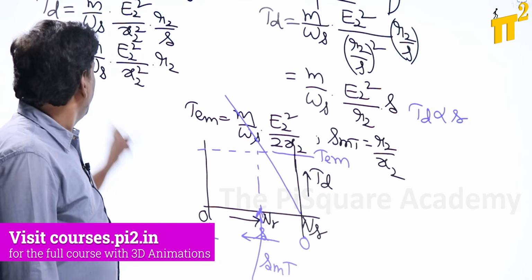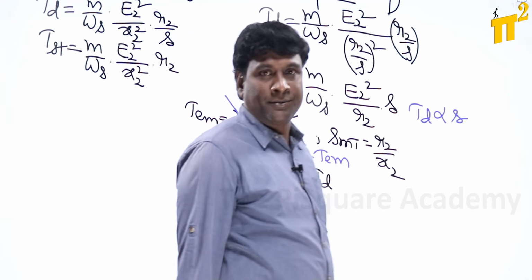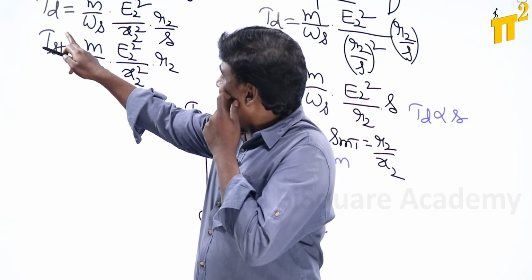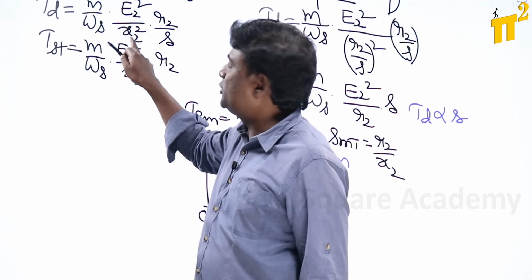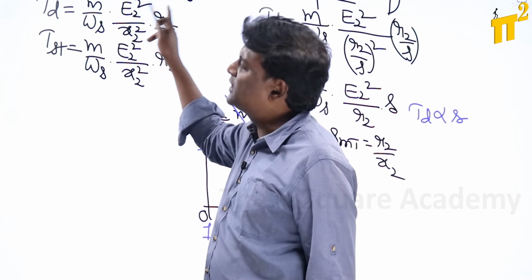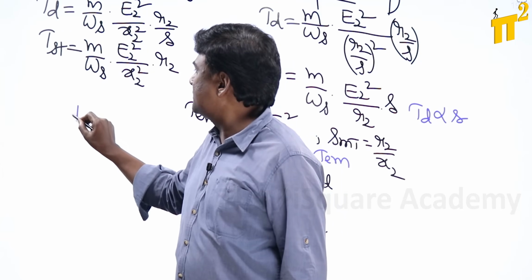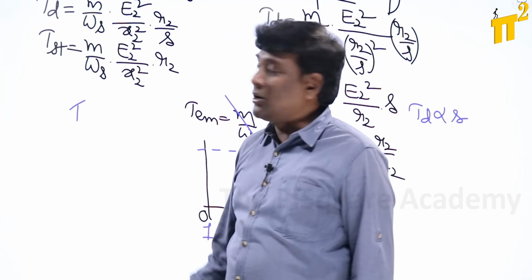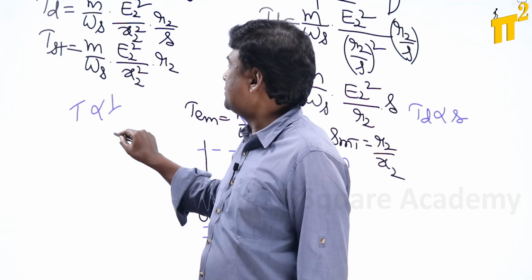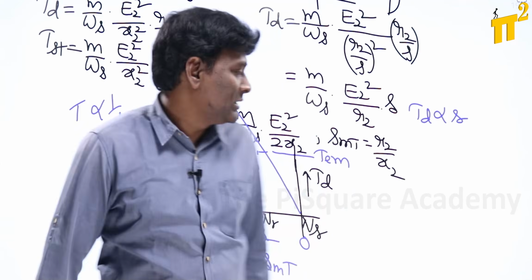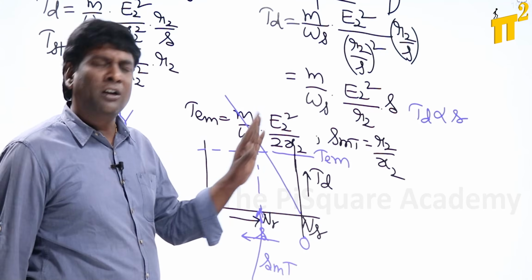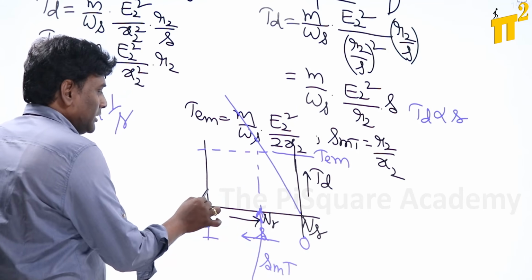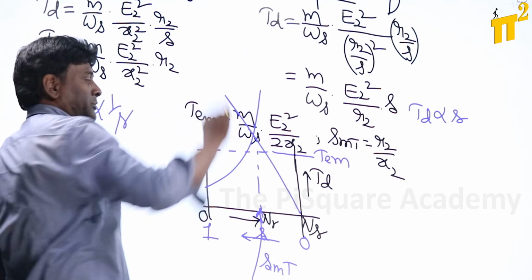Now, if you think of starting conditions, when everything is constant, m by omega s is constant, E2 and X2 are constant, R2 is constant. So under these conditions, in the high slip region torque is inversely proportional to slip. Starting torque will be there, we cannot say that starting torque will be 0, starting torque will be there. So the torque is going to be inversely proportional to slip.